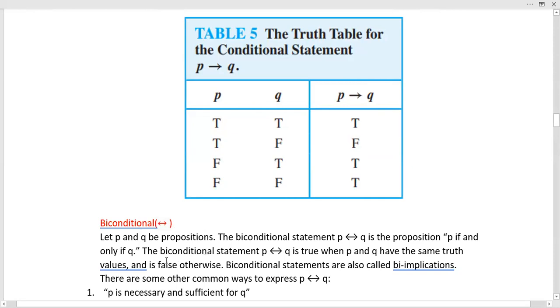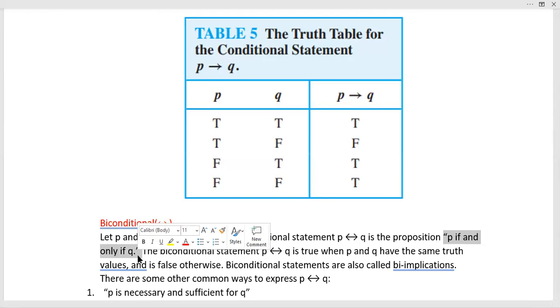Biconditional means two statements are combined with the biconditional. That means it is called if and only if. What is the meaning of if and only if? If and only if means if P happens, then Q also happens. Suppose Q happens, P also happens. If the right side is true, the left side is also true.